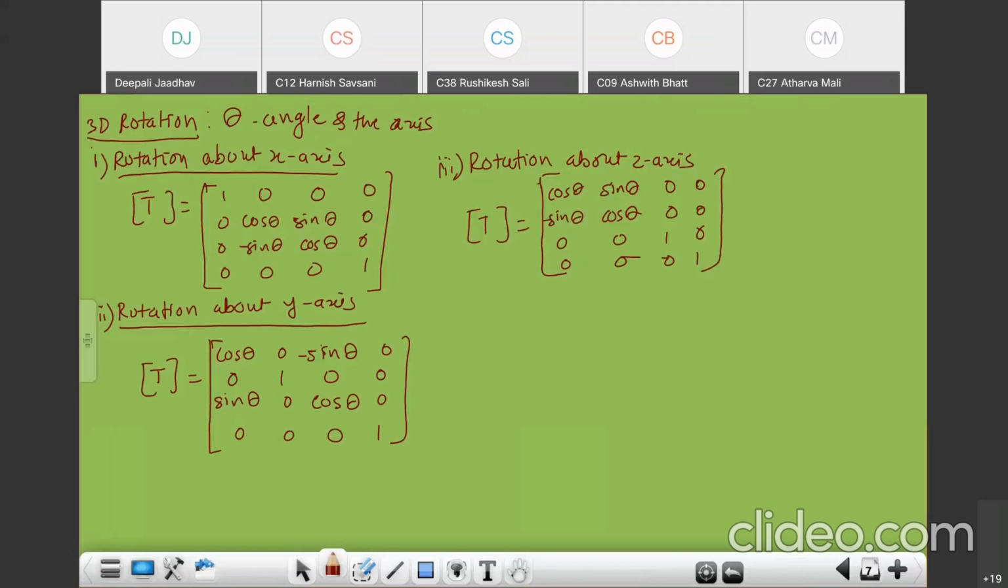This is rotation by some angle theta about the axis. The angle theta may be a standard angle like 90 degrees or 180 degrees, where the values of cos theta and sin theta are 1, minus 1, or 0. If it is cos 90, it's 0; if it is sin 90, it's 1. But if the angle is other than these standard angles, we need to calculate the value of cos theta and sin theta with the help of a calculator.